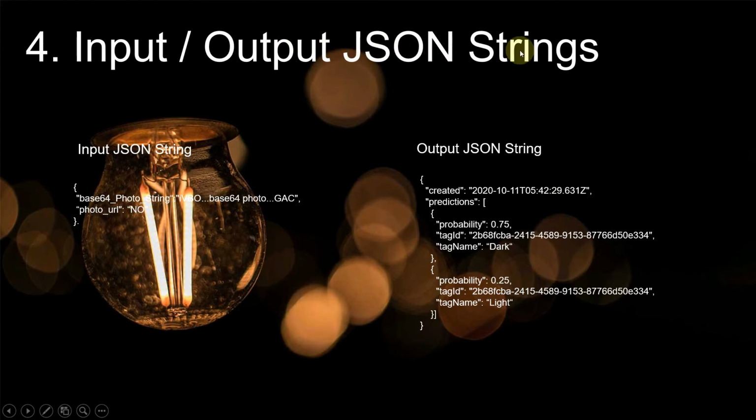Input and output JSON strings. You have at the left side the input JSON string which contains the input photo as a base64 encoded string or as a URL from the web. At the right side you have the output JSON string which contains predictions of light and dark made with a certain probability score, as you may see here.